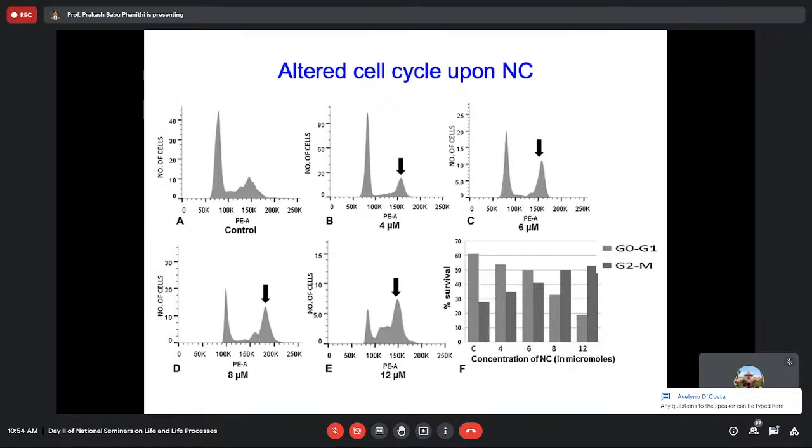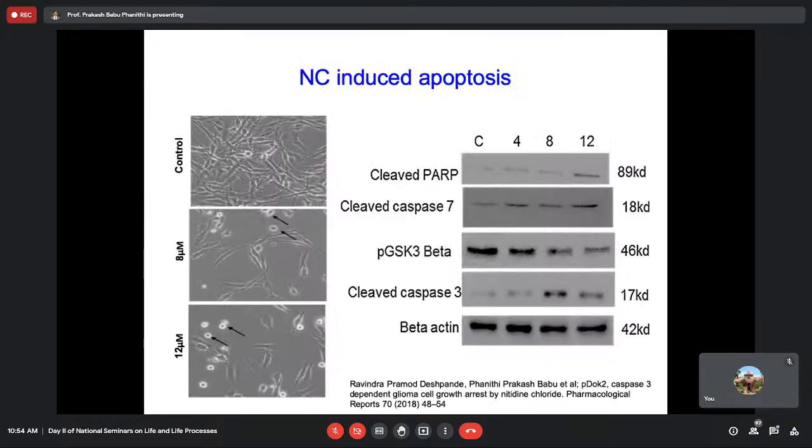An altered cell cycle has also been seen, meaning the cell cycle is inhibited and apoptosis is induced, as we studied with FACS analysis. Most of the apoptotic proteins are elevated, indicating that this is pushing towards apoptosis.